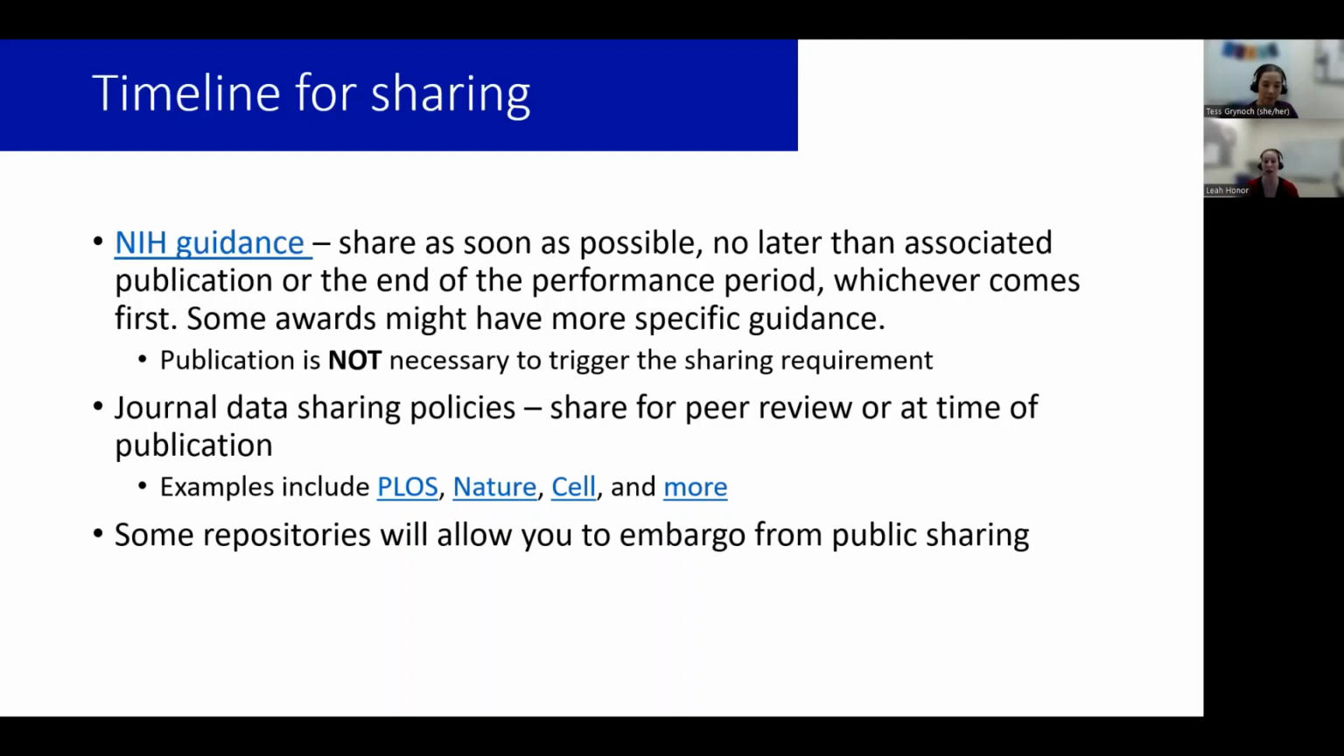Journal data sharing policies may also dictate when data should be shared. Quite often, they require that data is shared for peer review or by the time of publication. I've linked some examples of data policies on this slide. Something to keep in mind when looking at repositories is that some will allow you to embargo data from public sharing.